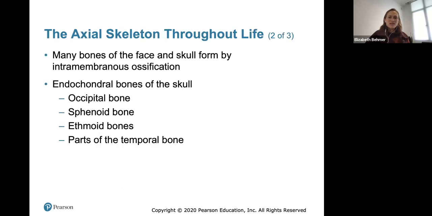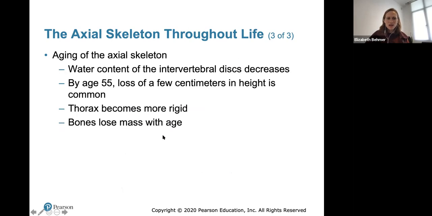The axial skeleton throughout life: many bones of the face and skull form from intramembranous ossification, but endochondral bones of the skull will form from endochondral ossification from those hyaline cartilage models, and those are shown there.